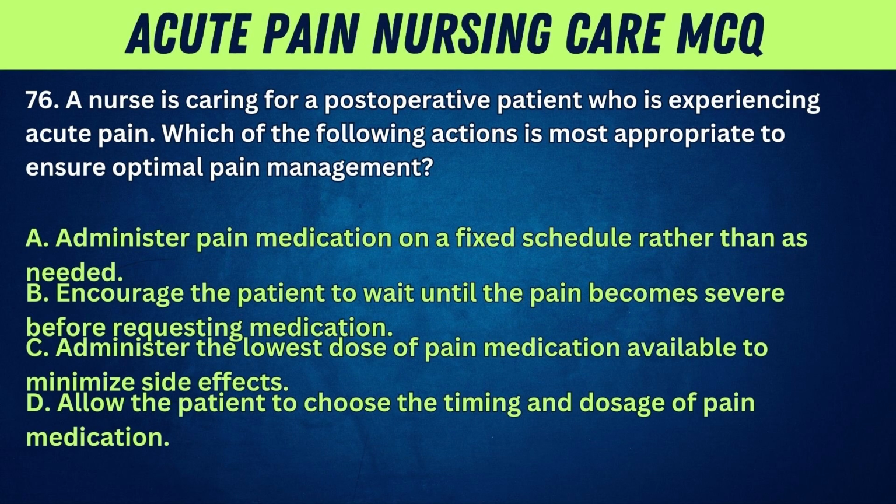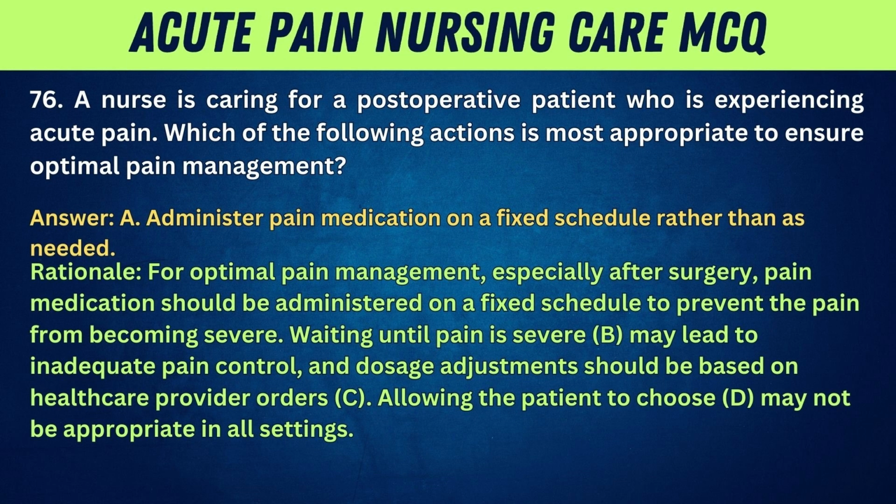76. A nurse is caring for a postoperative patient who is experiencing acute pain. Which of the following actions is most appropriate to ensure optimal pain management? A. Administer pain medication on a fixed schedule rather than as needed. B. Encourage the patient to wait until the pain becomes severe before requesting medication. C. Administer the lowest dose of pain medication available to minimize side effects. D. Allow the patient to choose the timing and dosage of pain medication.